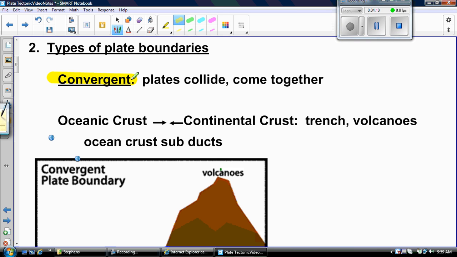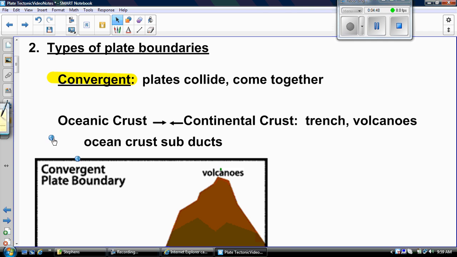Now, when we look at convergent boundaries, that's where we're going to talk about what forms on the Earth's surface. So we're going to look at a couple different ways that convergent boundaries occur. We're going to look at oceanic crust colliding with continental crust first. So remember, our crust is either 2 types, oceanic or continental. So when oceanic crust collides with continental crust, 2 things form. We have what's called a trench and a volcano.